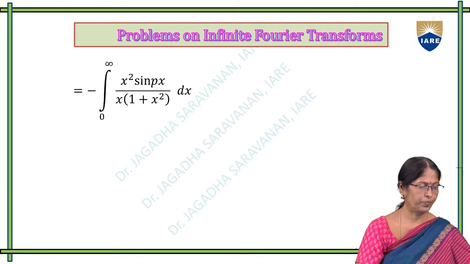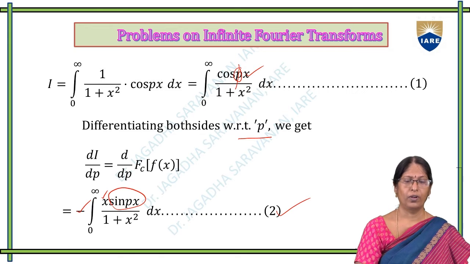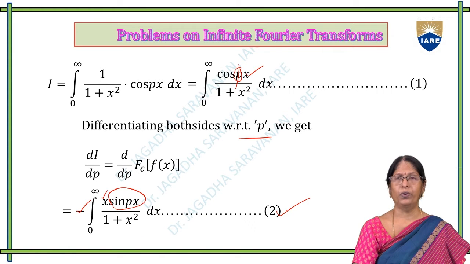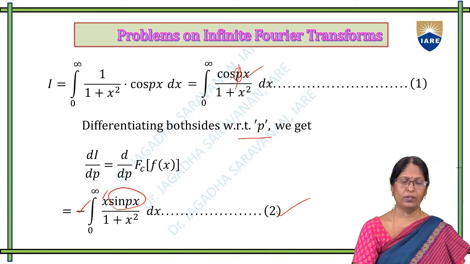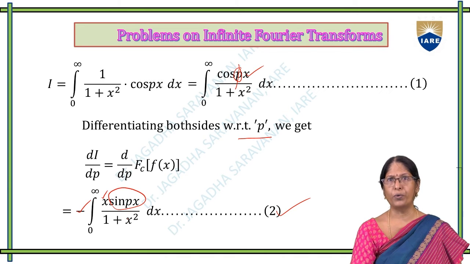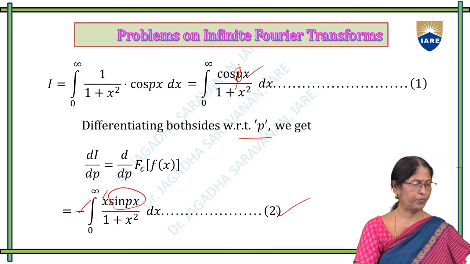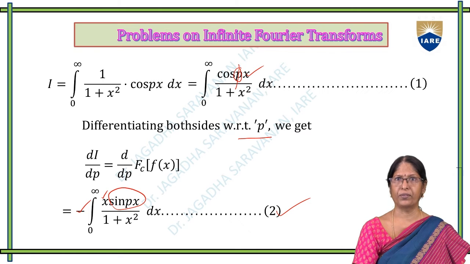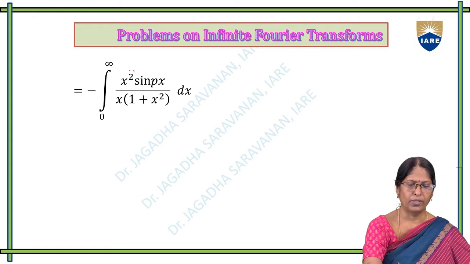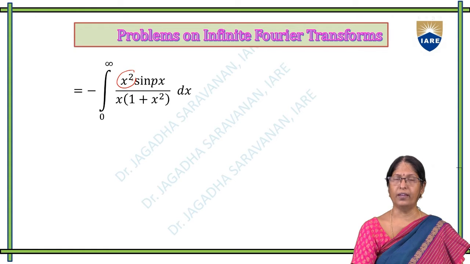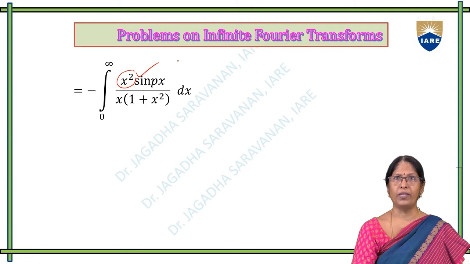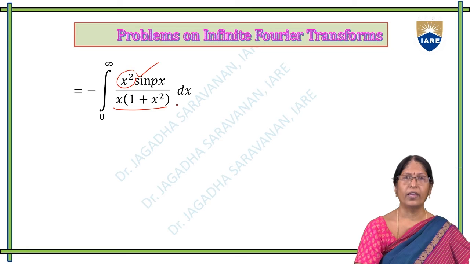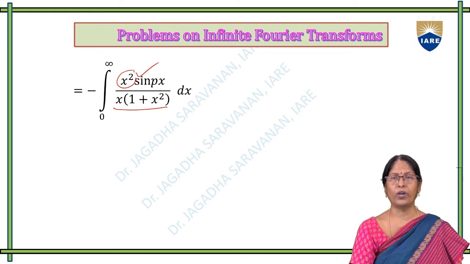Now in equation 2, we are going to multiply and divide both sides, that is, up and down, by x. Mathematically it is correct. The upper one already has x, so x into x becomes x square, sine px divided by x of 1 plus x square dx.